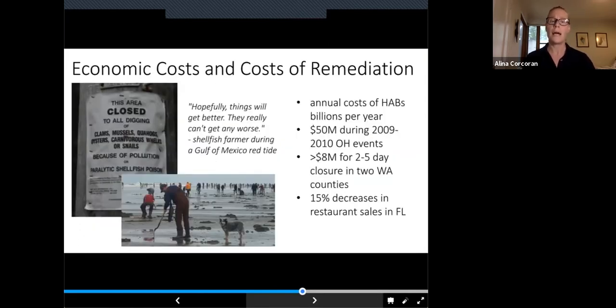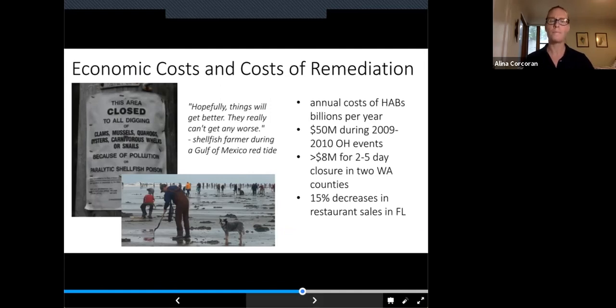There are undoubtedly economic costs and costs of remediation of blooms. Annually, harmful algal blooms cost billions per year, and then individual events can have pretty high ticket prices. And I worked with Gulf of Mexico shellfish farmers for about 5 years, and it was really devastating. There were years that farmers lost their leases, lost their businesses, and lost their homes. So these blooms can have real impacts on people at local levels.